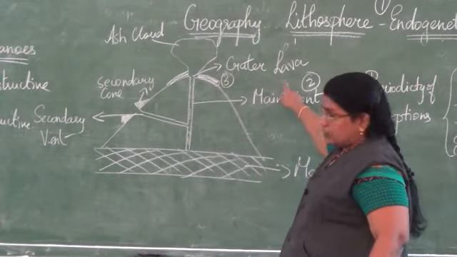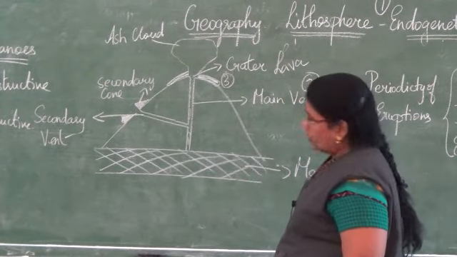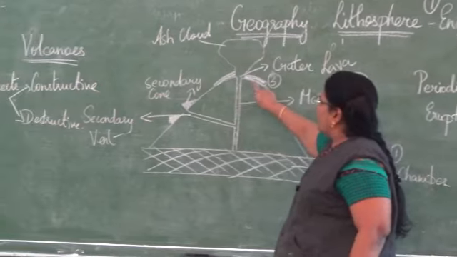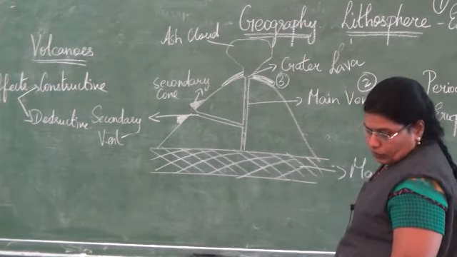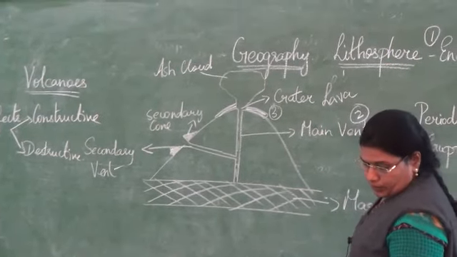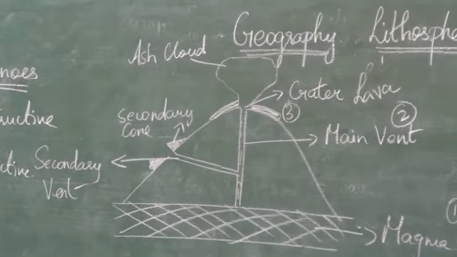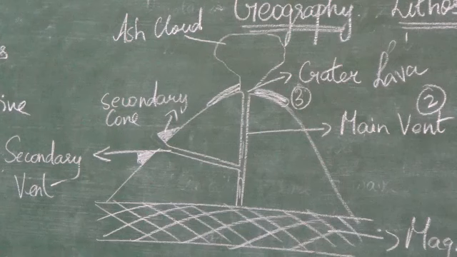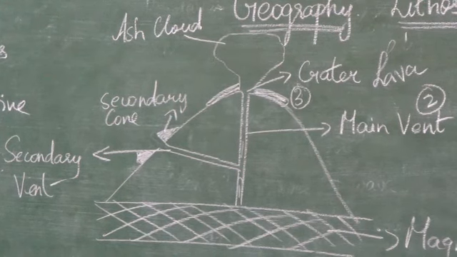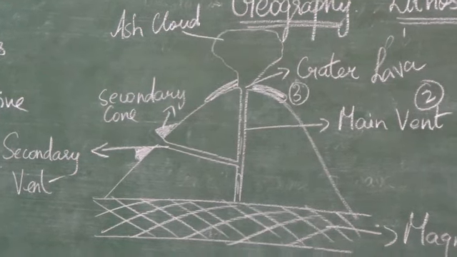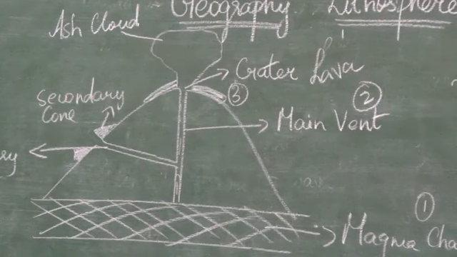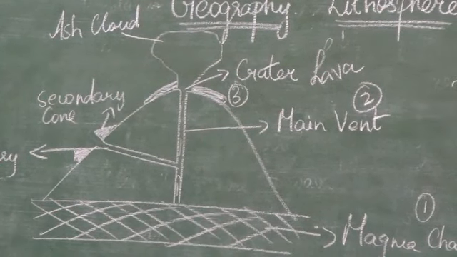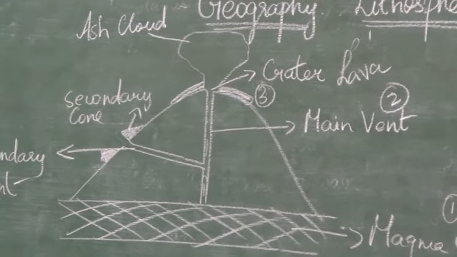The crater is a bowl shaped depression found at the top of the volcano through which the magma flows out. There are so many volcanoes in the world. Some are active, some are dormant. Now, based on the periodicity of eruptions, volcano is classified into active, dormant, and extinct.